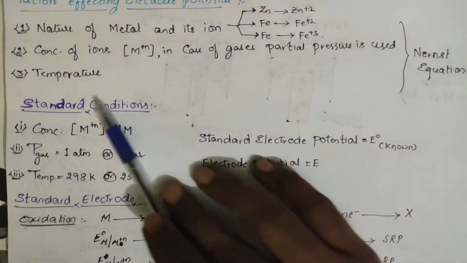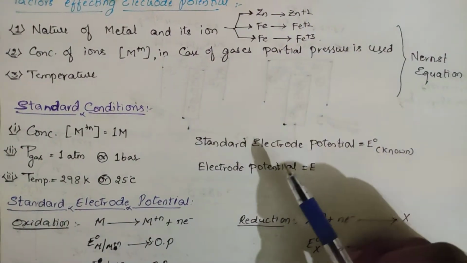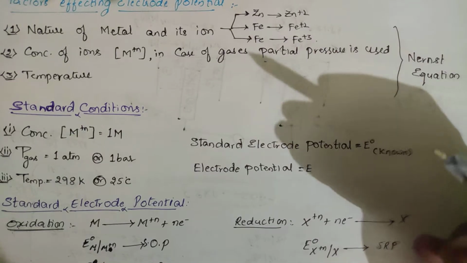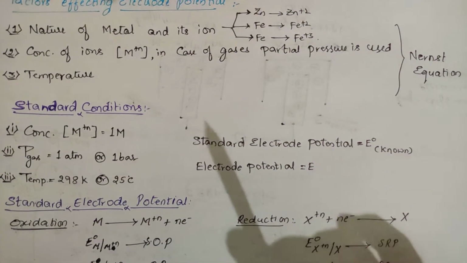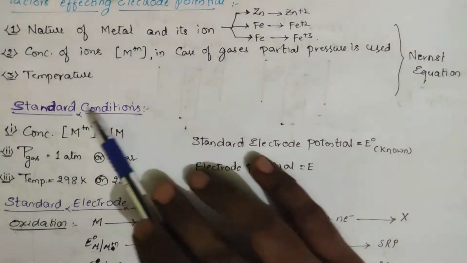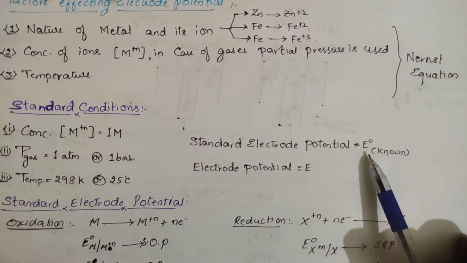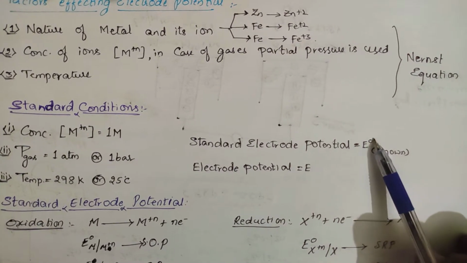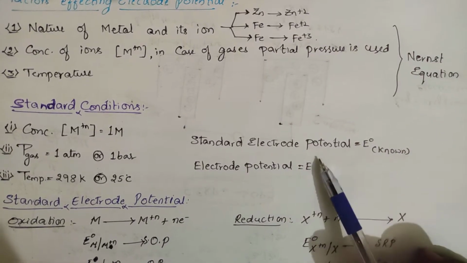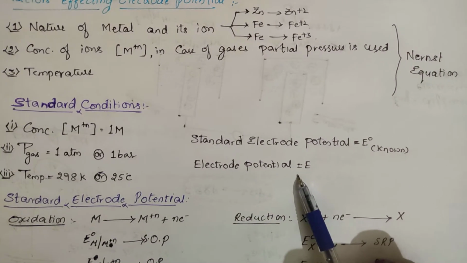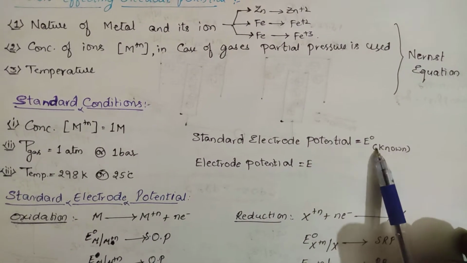So at these standard conditions, if you measure the electrode potential, as we said on the previous page, the standard oxidation potential or reduction potential, then that is called the standard electrode potential, and it is indicated with E to the power naught. If naught is present with the E, then it is called standard electrode potential. If naught is not present, then it is called only electrode potential. Only electrode potential means E. Standard electrode potential means E naught.